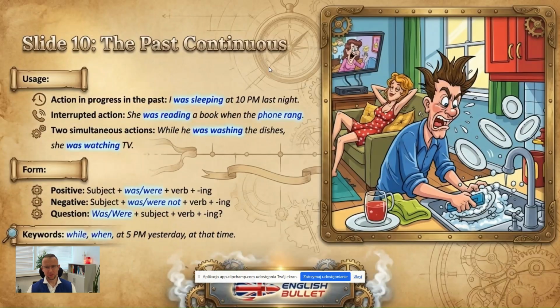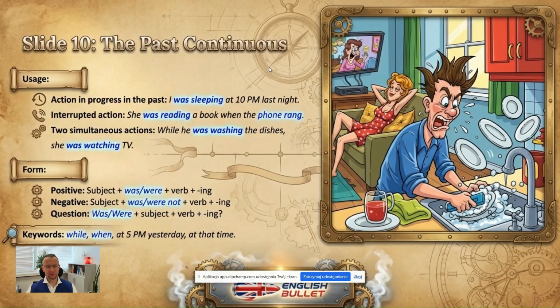So she was sitting reading a book that was a longer, we call it a background action, and then the phone rang. And we have two simultaneous actions. For instance, while he was washing the dishes, as in the picture here, while he was washing the dishes, she was watching TV. These were two actions that happened at the same time. One action was performed by her, she was sitting and watching TV, and the other action was performed by the man, he was washing the dishes. But these were longer actions happening at the very same time in the past.